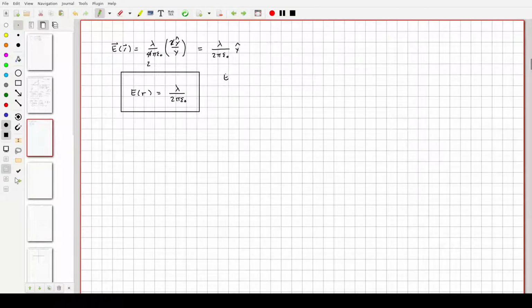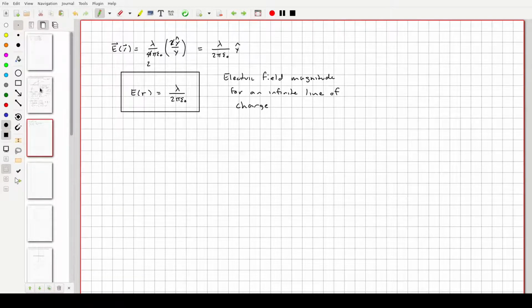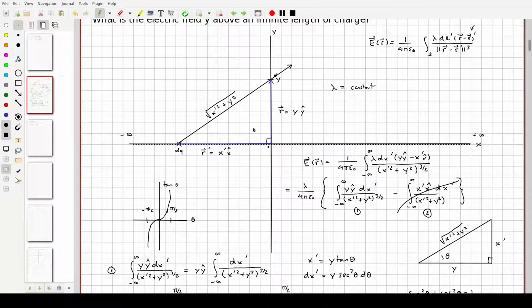This is the electric field magnitude for an infinite line of charge. And this is a good result to have. So you're going to want to box this in your notes and star it. Now, what does this mean? Well, let's take a look at our picture again. And I want to remind you, the goal here was to start at minus infinity and to just sum all the way to plus infinity.